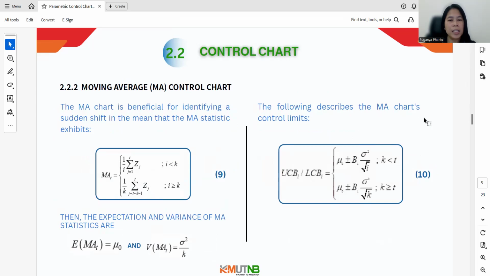The second chart is the moving average, or MA, chart. This chart calculates the average of a fixed number of recent observations. By smoothing short-term fluctuations, the MA chart can help identify meaningful process changes. However, its performance depends on the window size used in the moving average calculation.